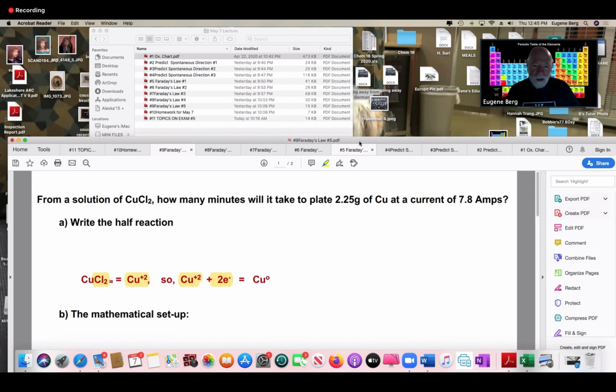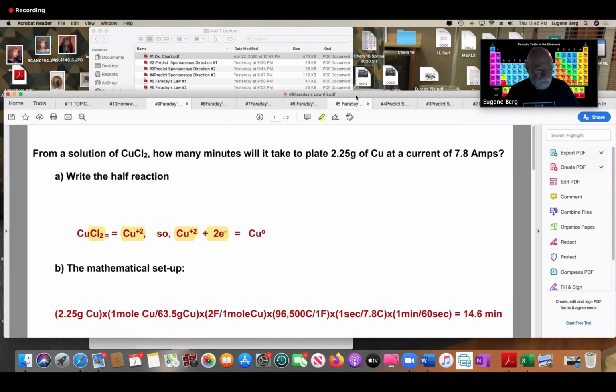Okay, hopefully you're set up okay, so let's see if you agree with me. First of all, the only one-line beginning you have is the 2.25 grams of copper. Now what about the amps? Well, that's really a two-line piece of information. Remember, that's coulombs per second. And usually it uses a conversion factor later in the problem.